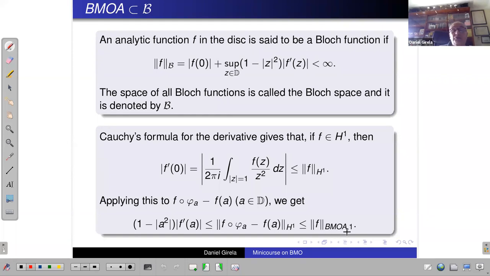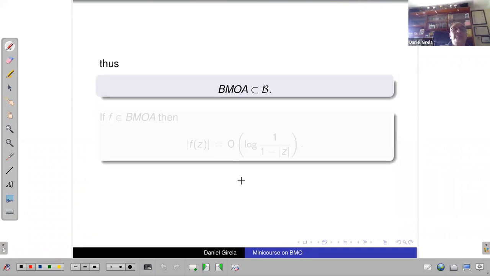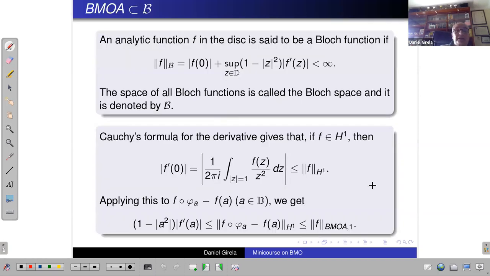So what have we obtained? We have a function f in BMOA. Then the supremum of these quantities is bounded as a ranges over the disk. So what we get is that if f is in BMOA, then f is a Bloch function. So BMOA is contained in the Bloch space, and actually we have this inequality of the norm: the supremum of these quantities is bounded by this. So the Bloch norm of f is bounded by the BMOA norm of it.